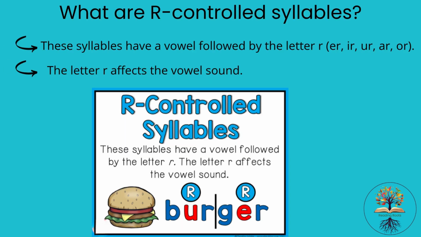What are R-controlled syllables? These syllables have a vowel followed by the letter R. In parentheses, these are the most common R-controlled vowels. The letter R affects the vowel sound. In the example below, burger, UR is an R-controlled vowel. It makes the sound. The same thing in the second syllable, ER, making the sound.